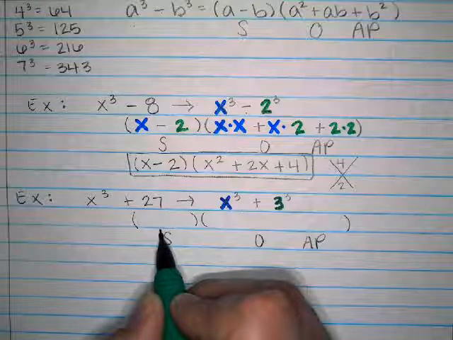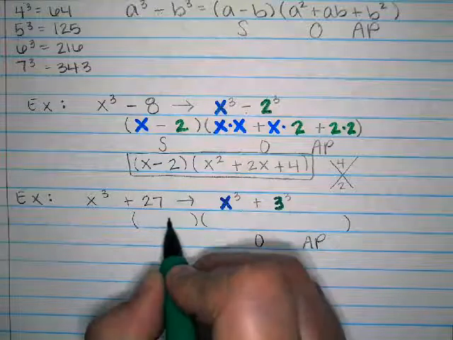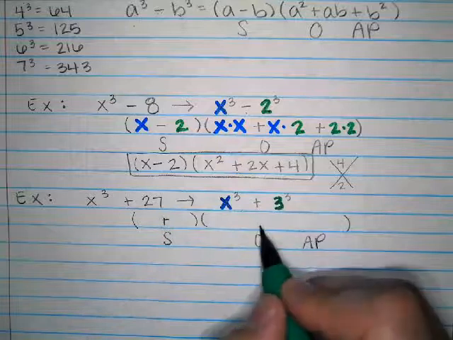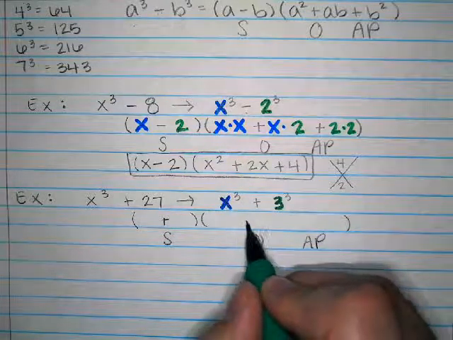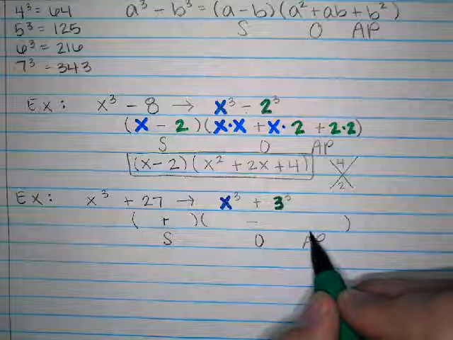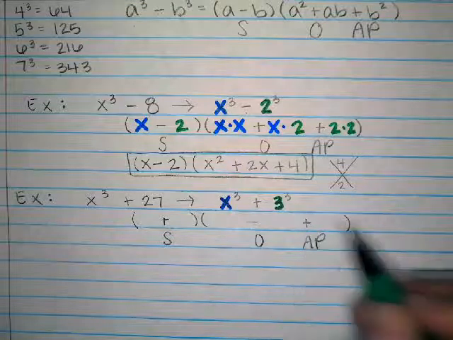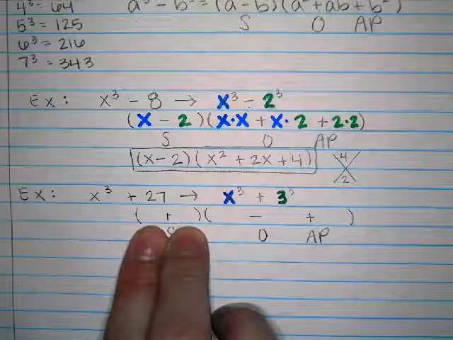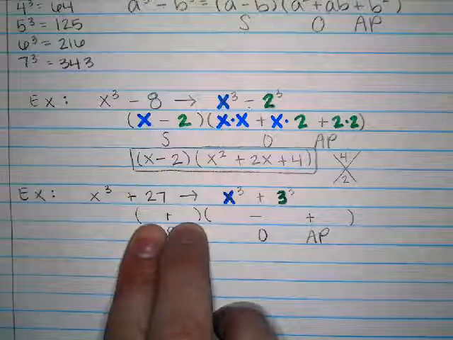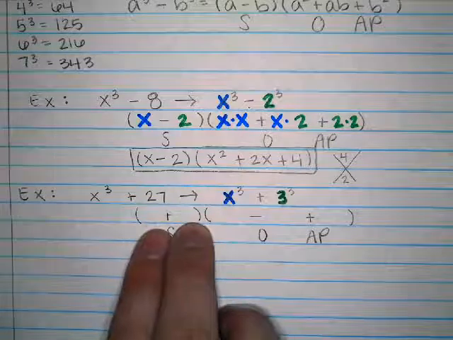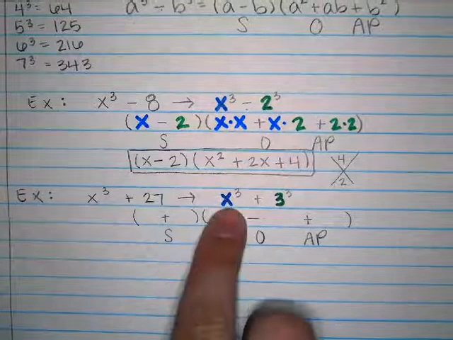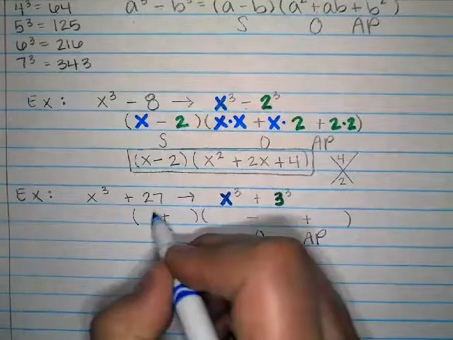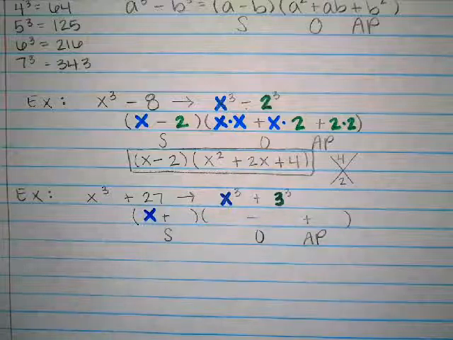Plus, opposite sign, minus, always positive, plus. Okay? So now we have to do the two colors, and we're going to do half and half. We do one of each. So I'm going to start with my first color, and then I'm going to do my second color.